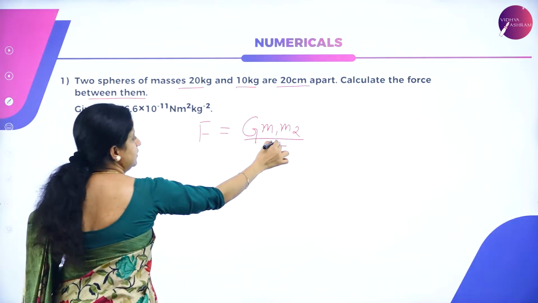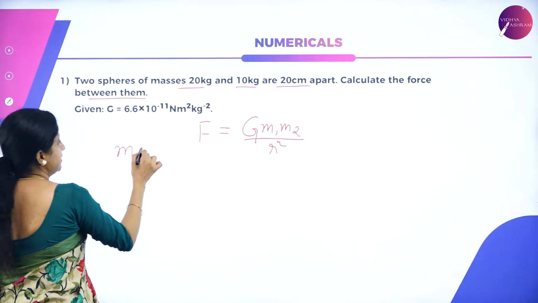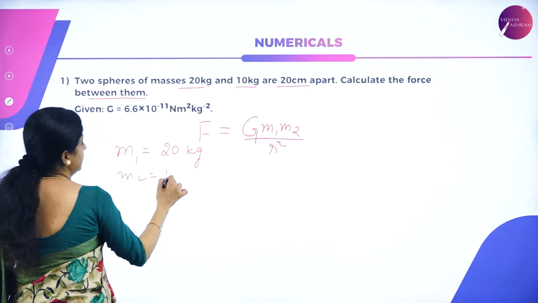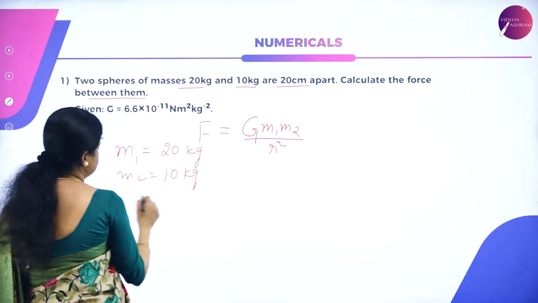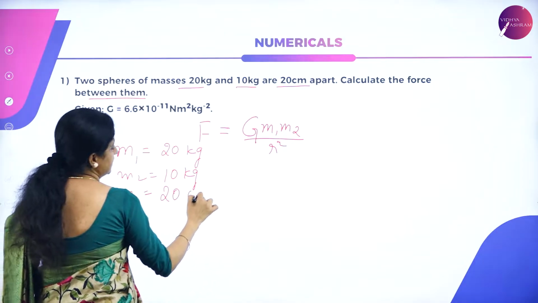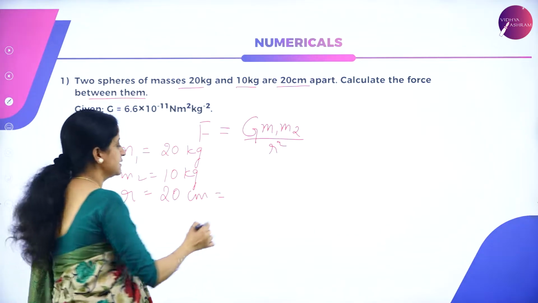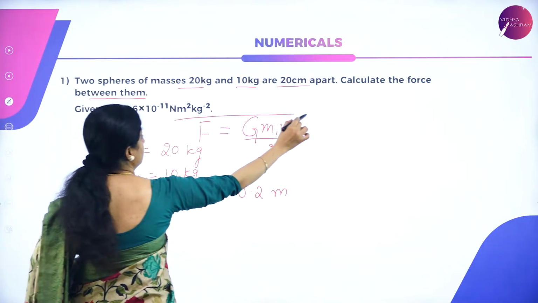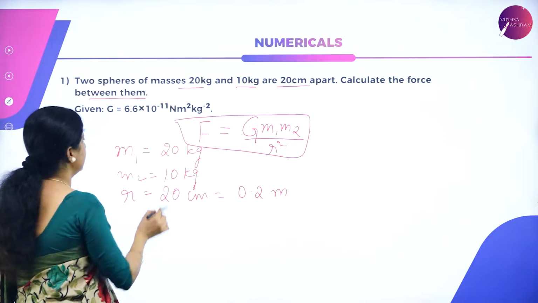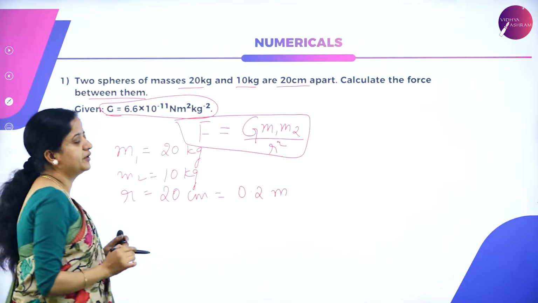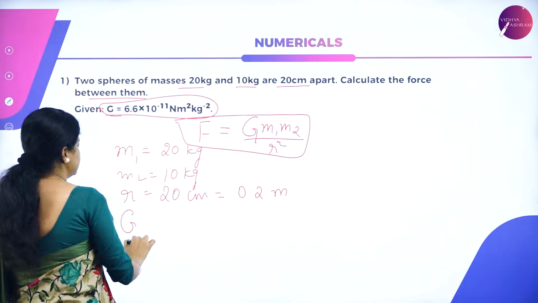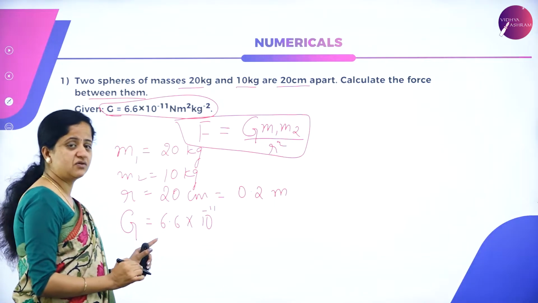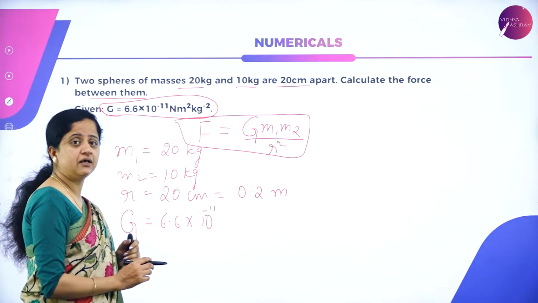Here in this problem, we have two masses. Say for example, mass m1 is 20 kg and m2 is 10 kg and they are separated by a distance of 20 centimeter. So in meters we can write it as 0.2 meters, and we have to calculate force. Here they have even given the value for the universal constant of gravitation, that is G is equal to 6.6 into 10 power minus 11. So making use of all these data, let us calculate the force now.